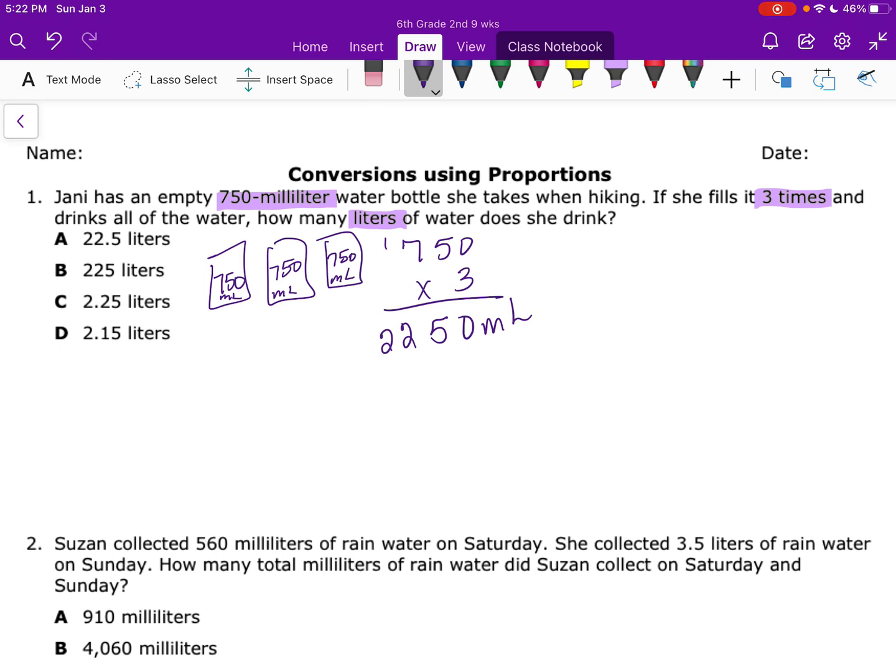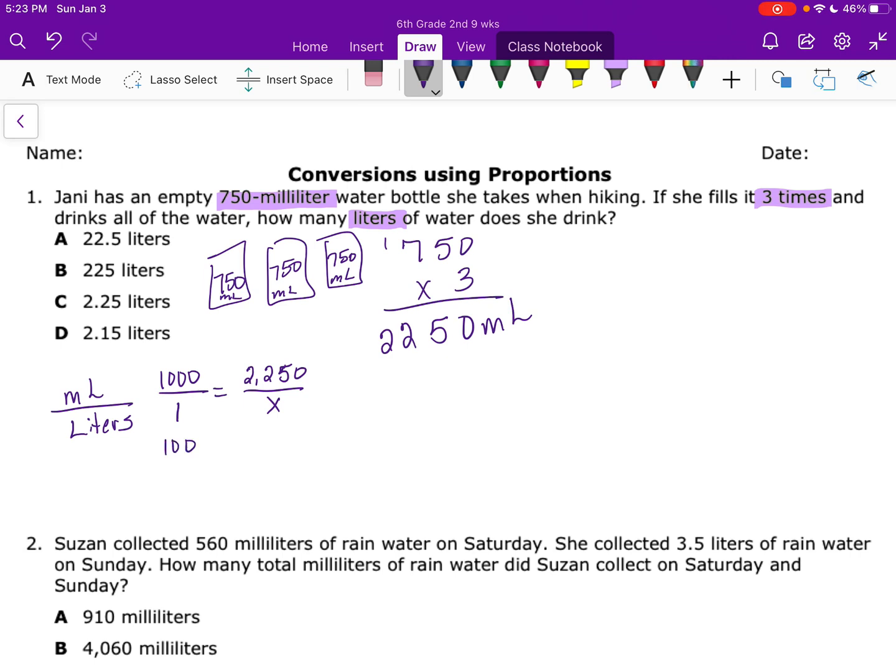Now we need to change that to liters. So what we're going to do is set up a proportion and compare milliliters to liters. Now you would look at your mathematics chart, your reference chart, to see what that relationship is. And there's 1,000 milliliters in 1 liter. That's the relationship that we know, right? And then what we want to find out about is 2,250 milliliters. So it's milliliters that we know, so that's going to go at the top. And then we don't know how many liters that is. Okay? So we're going to go ahead and cross multiply.